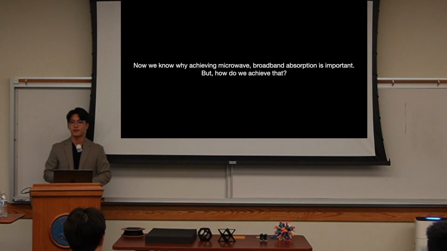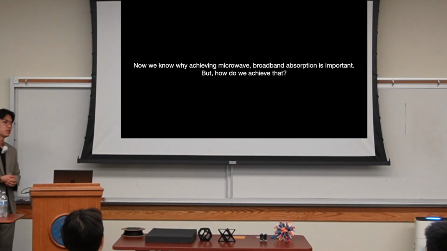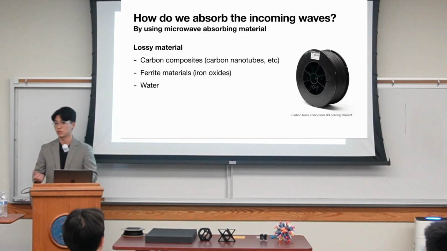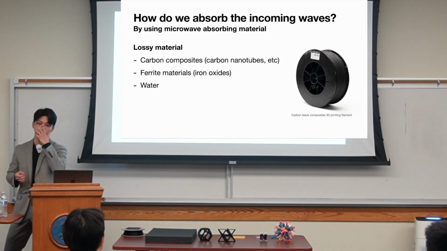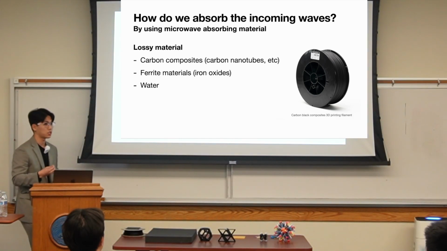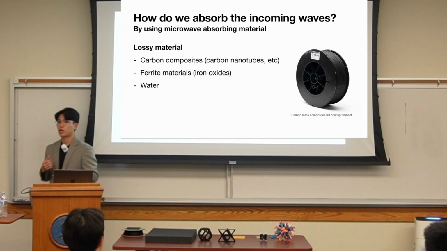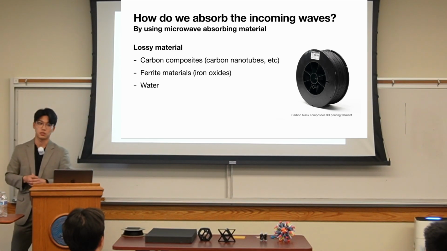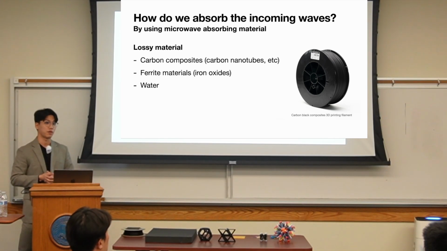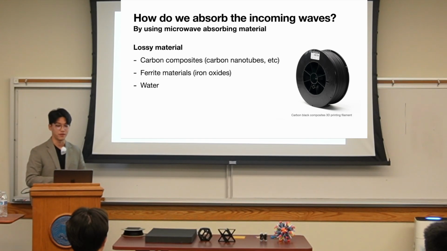Okay, now we know that absorbing microwave is quite important, but how do we actually achieve that? The simplest method would be using a lossy material, which is able to absorb this incoming wave into a different form of energy, such as heat. And this lossy material could vary from carbon-based material to ferrite-based material, and even water. So water is able to absorb the incoming wave energy. That's why we can have warm food using microwave.